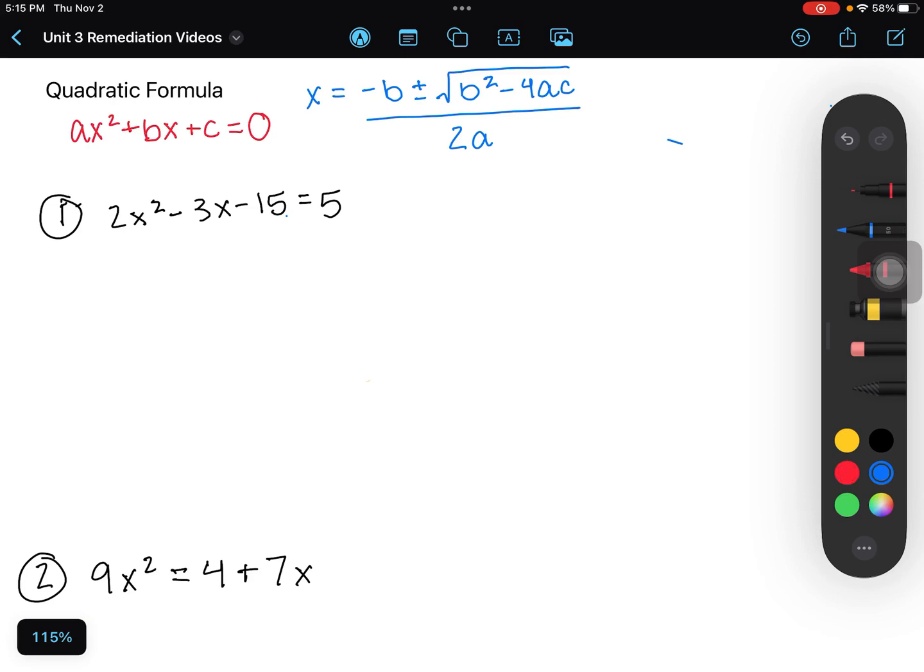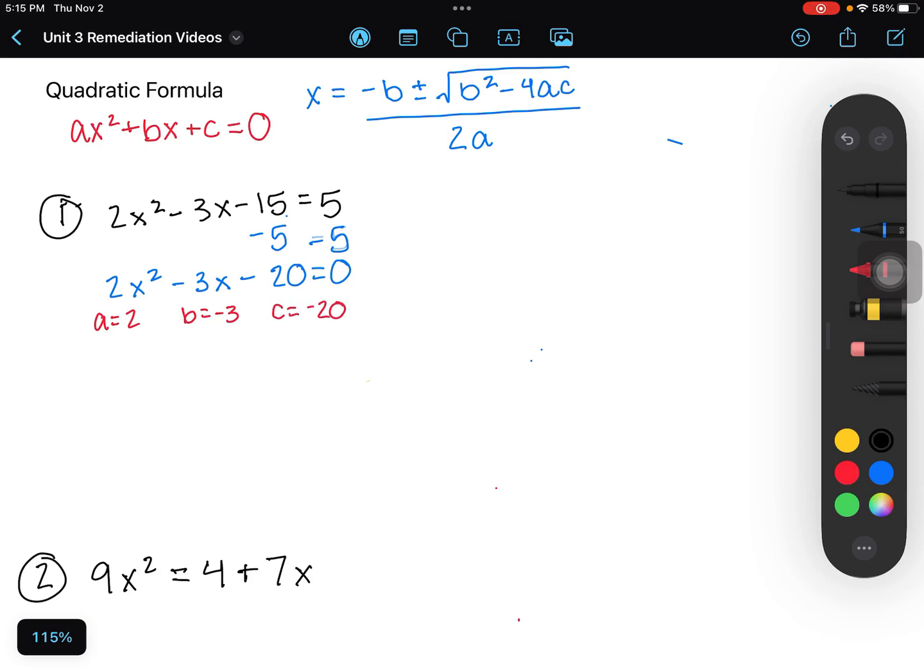The equal 0 is super important because we have to have everything on one side of the equation. And I always try to make it the side where the x squared is positive. So I'm going to subtract x from both sides to get this equal to 0. And I have 2x squared minus 3x minus 20 equals 0. And then now I can find a equals 2, b equals negative 3, and c equals negative 20.